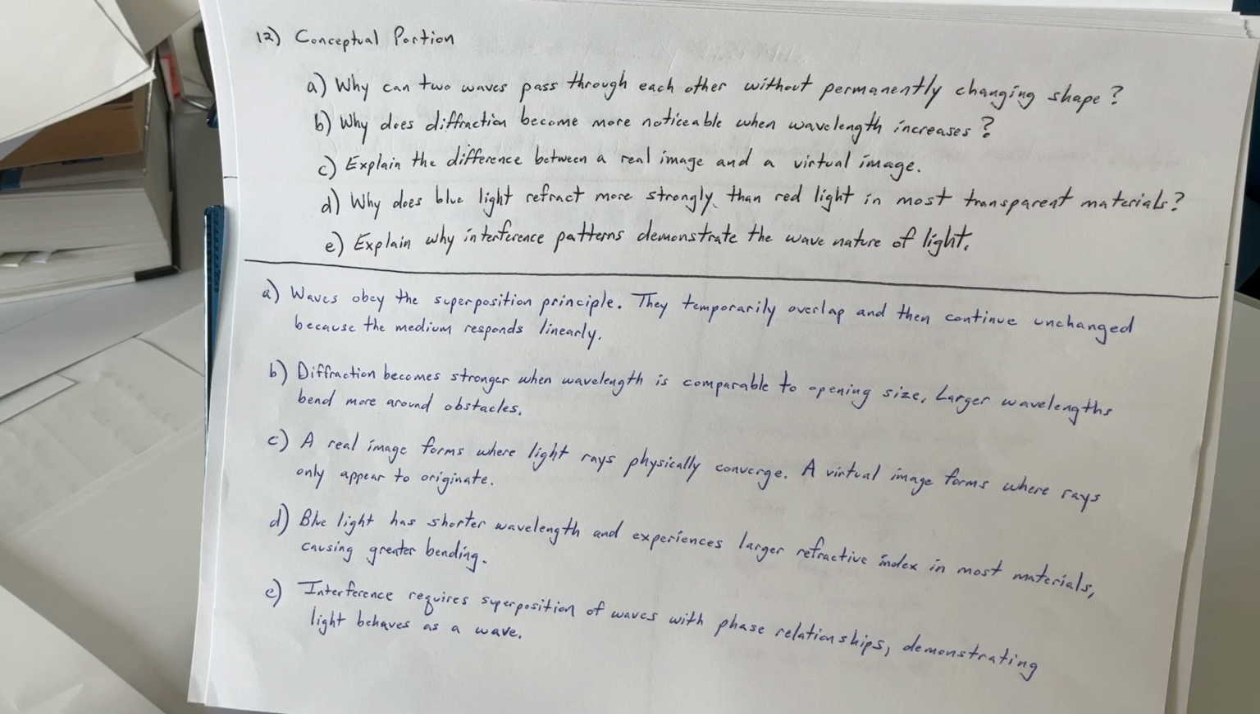Letter D, why does blue light refract more strongly than red light in most transparent materials? Blue light has a shorter wavelength and experiences a larger refractive index in most materials, causing greater bending. Letter E, explain why interference patterns demonstrate the wave nature of light. Interference requires superposition of waves with phase relationships, demonstrating light behaves as a wave.